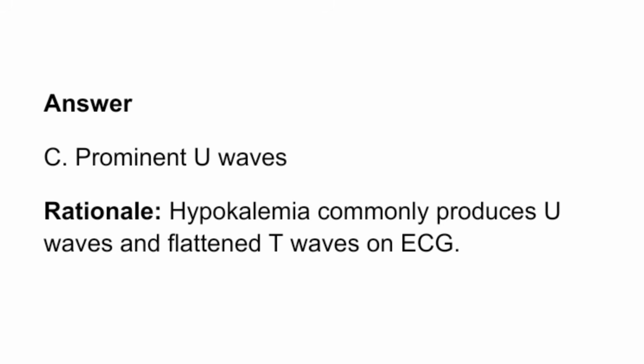Answer. C. Prominent U waves. Rationale. Hypokalemia commonly produces U waves and flattened T waves on ECG.